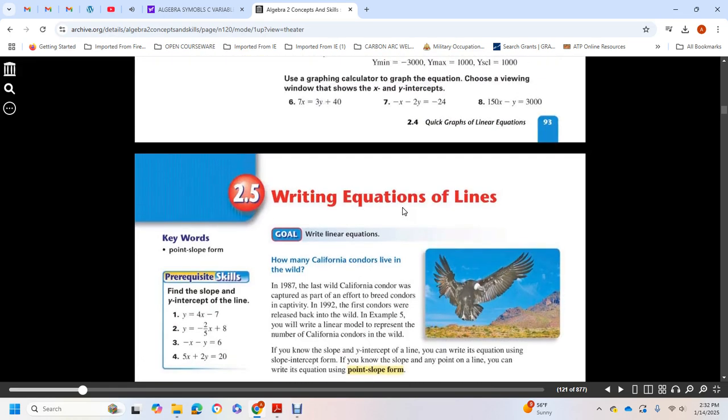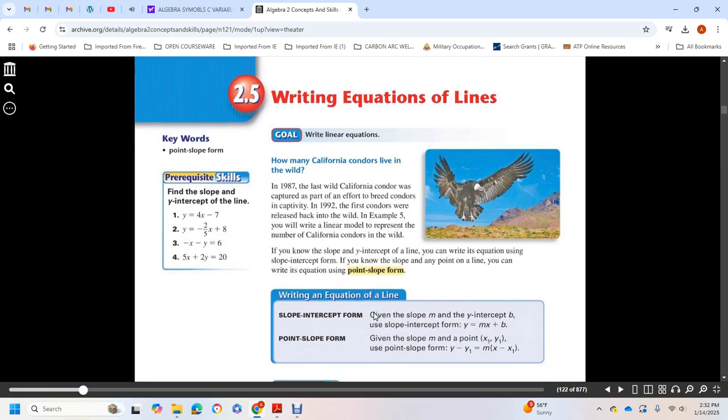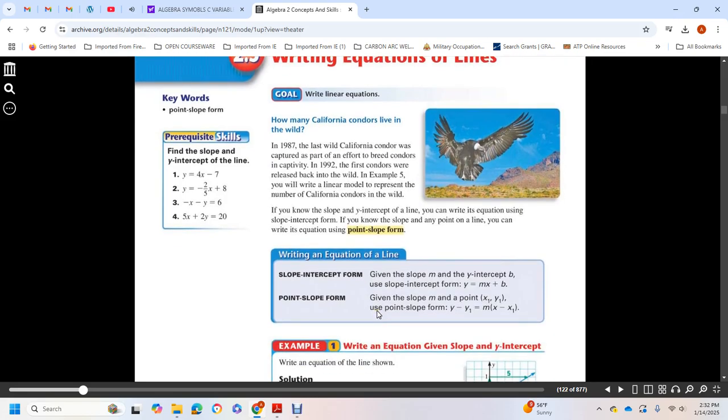2.5 Writing equations of lines. If you know the slope and the y-intercept of a line, you can write the equation using slope-intercept form. If you know the slope and any point on the line, you can write the equation in point-slope form. Writing equations of a line.